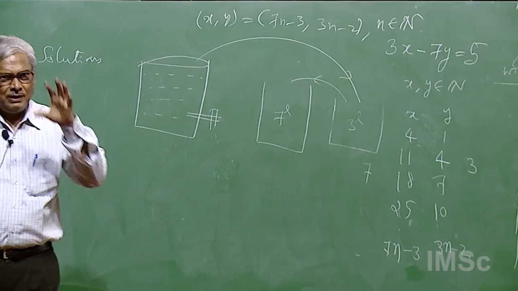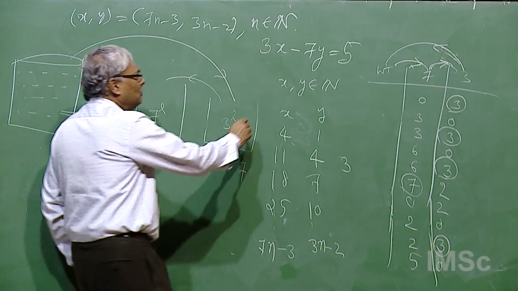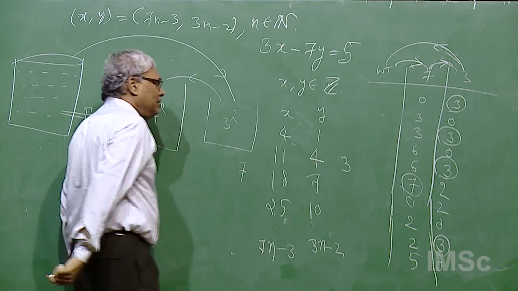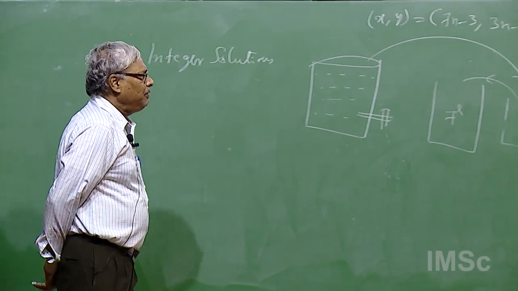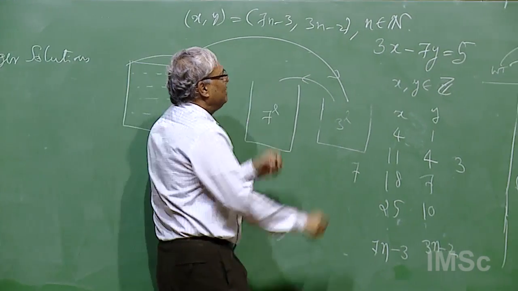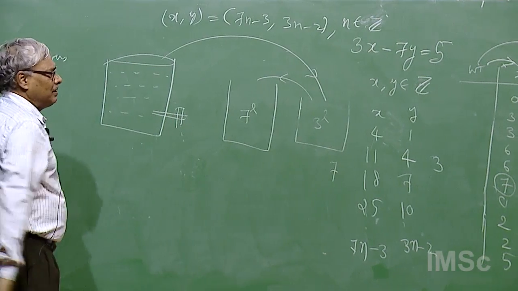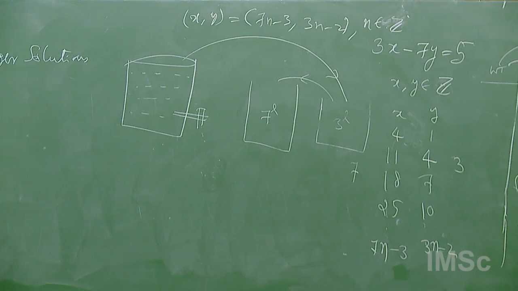But one can prove that these are the only solutions. I'm not going into the details. But if you want many integer solutions, you can change the letter n into the letter z, where z is the set of all integers. So even if you take n as a negative integer here, that will satisfy this equation. So here we are finding many integer solutions.